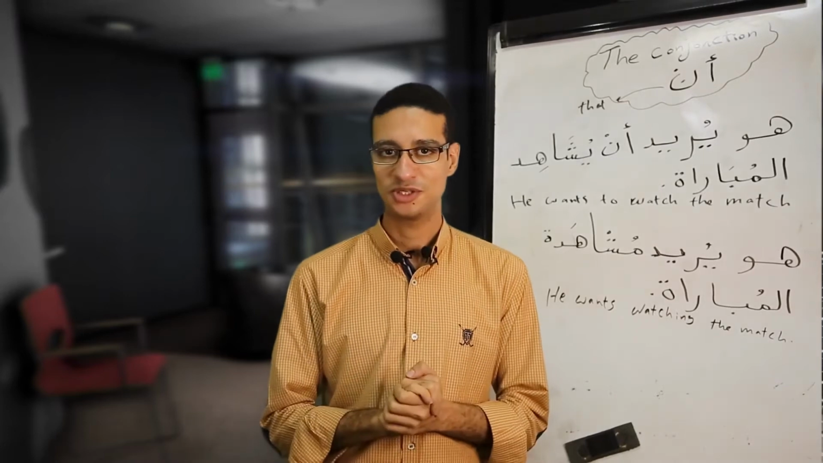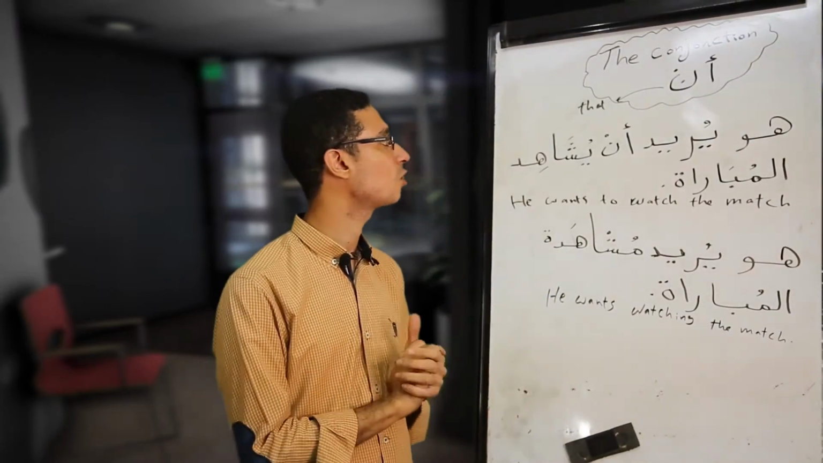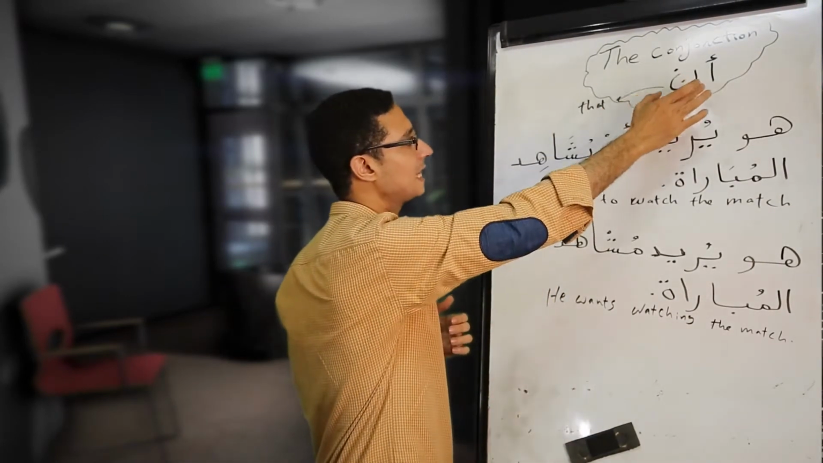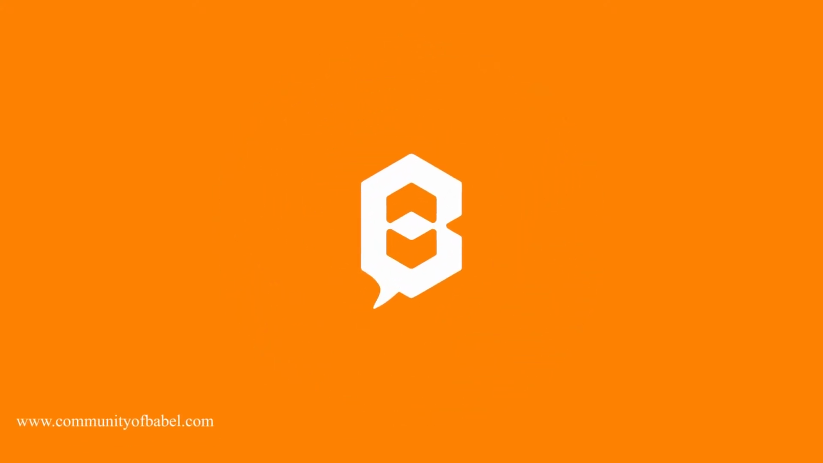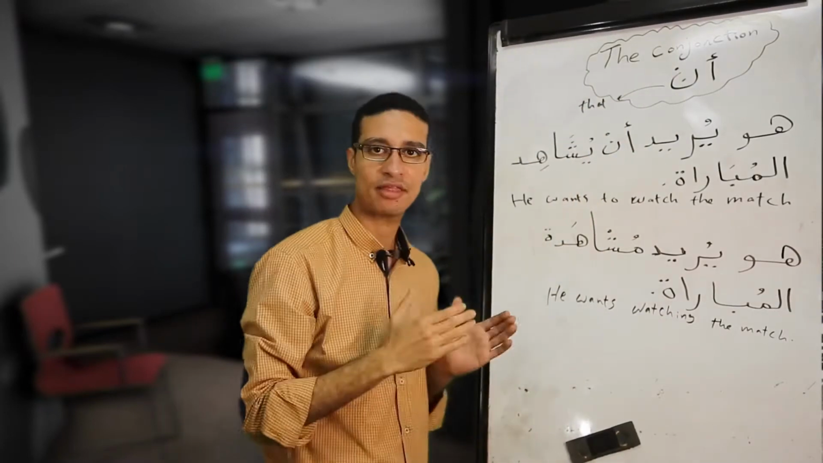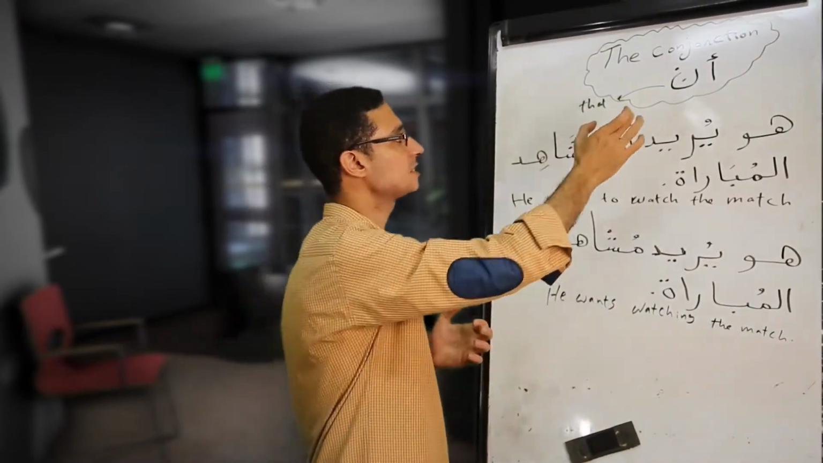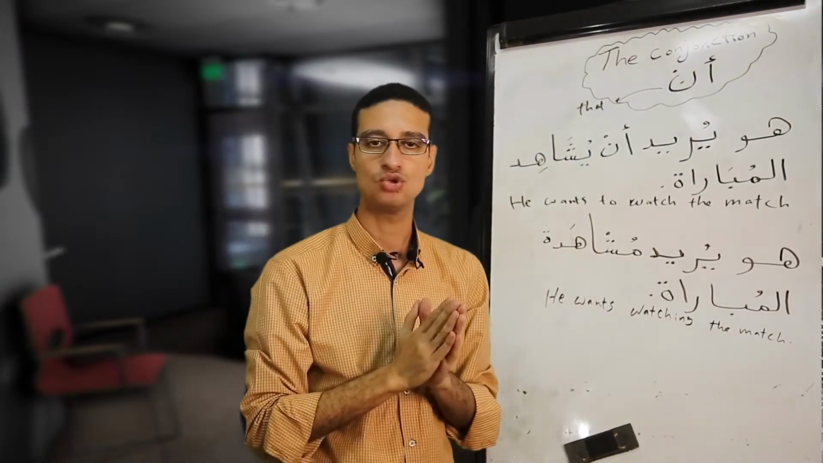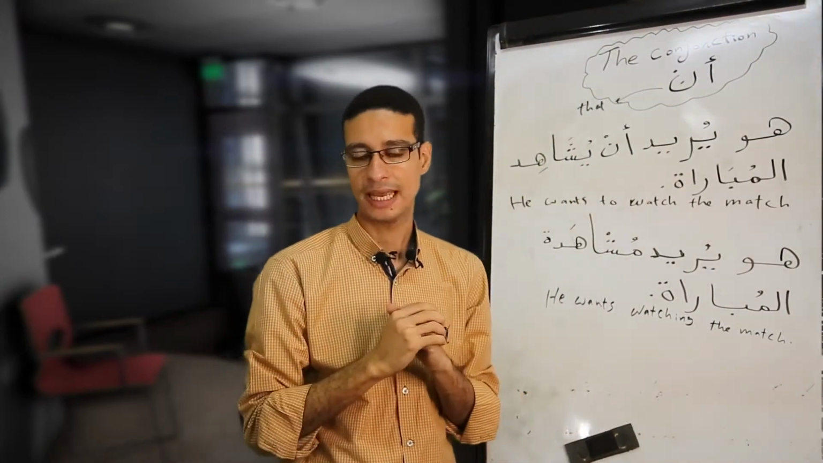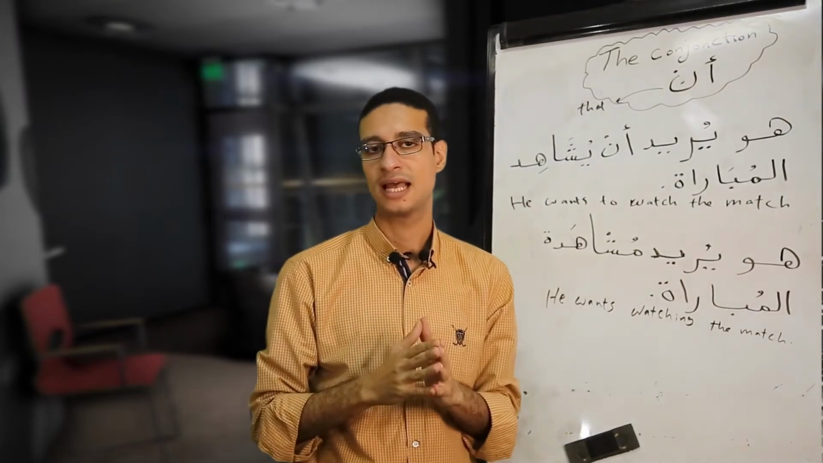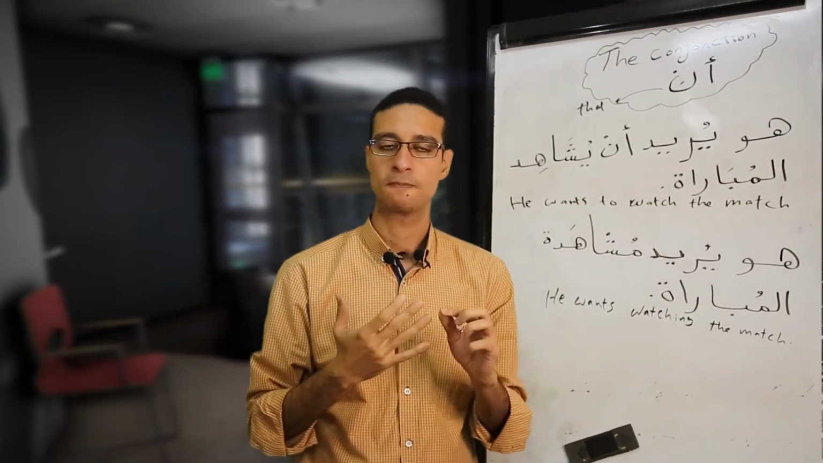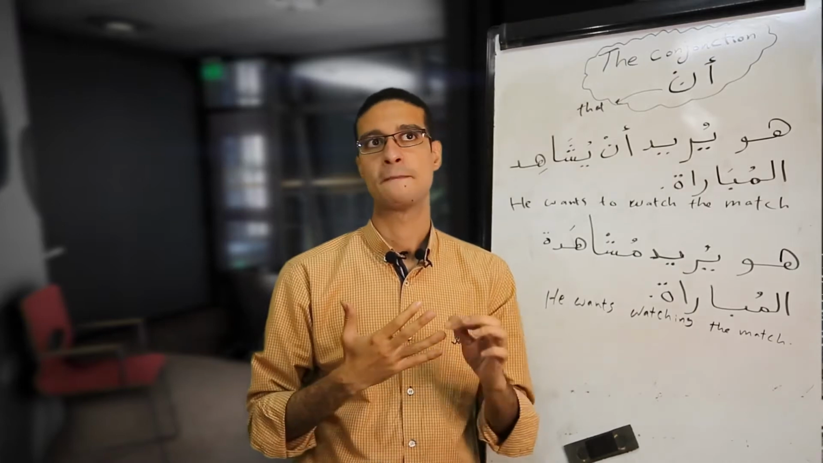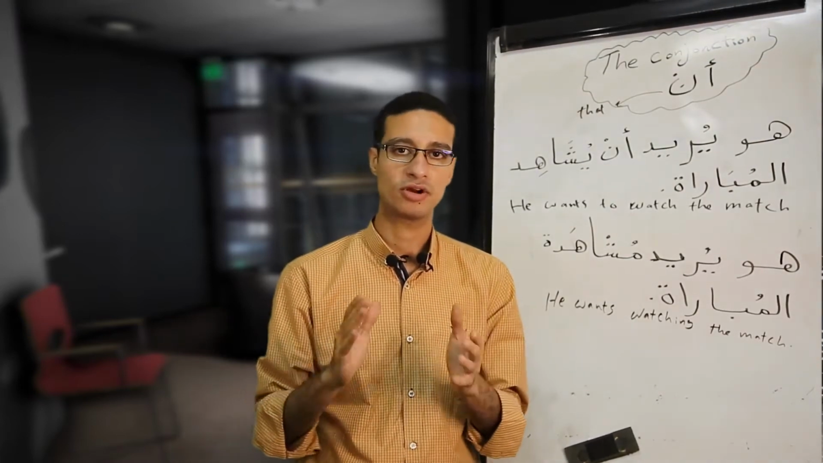Welcome to another video, and in today's video we are going to talk about the conjunction an. An means that, and this word is used to connect two verbs, and it's mostly used with verbs that imply desire, fear, doubt, or any other emotion.